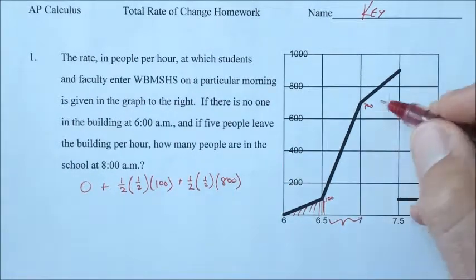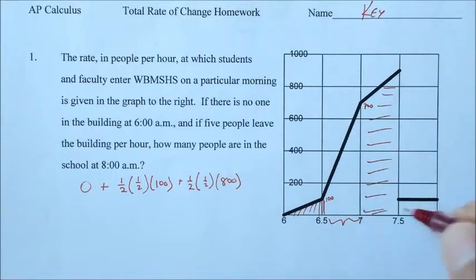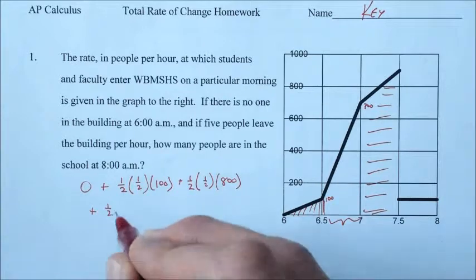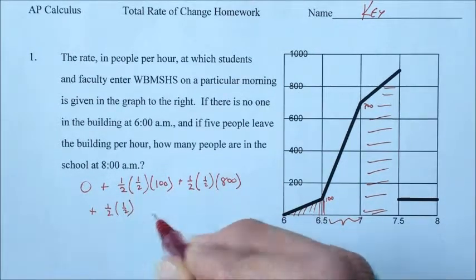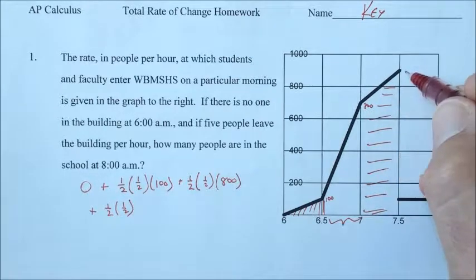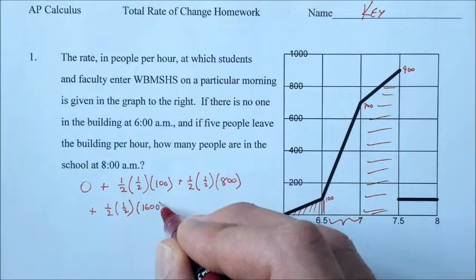All right. Now we move on to our second trapezoid, which is this region right here. Again, we're looking at 1/2. Once again, the height is 1/2. One base is 700. The other base is 900. So we add those together and we have 1600.